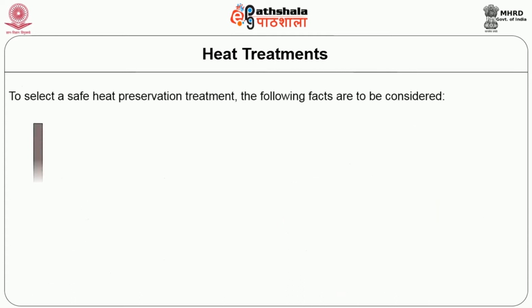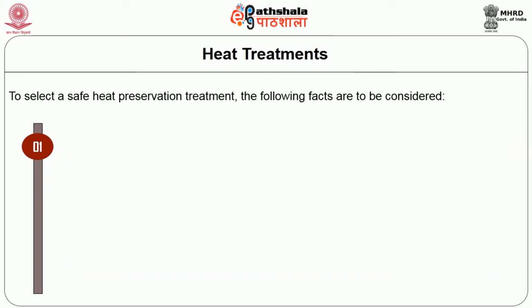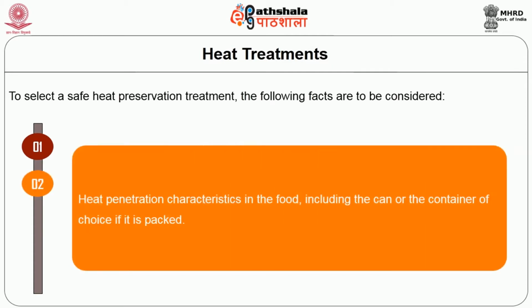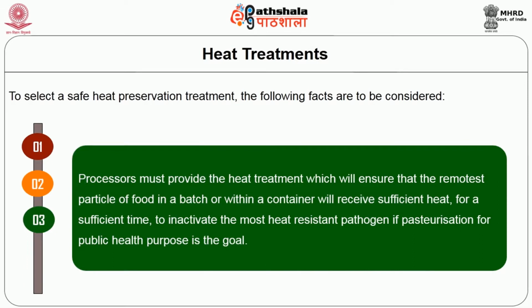To select a safe heat preservation treatment, the following facts are to be considered. First one is the time temperature combination that is required to inactivate the most heat resistant pathogens and spoilage organisms in a particular food. Heat penetration characteristics in the food, including the can or the container of choice if it is packed. The processors must provide the heat treatment which will ensure that the remotest particle of the food in a batch or within a container will receive sufficient heat for a sufficient time to inactivate the most heat resistant pathogen if pasteurization for public health purpose is a goal.